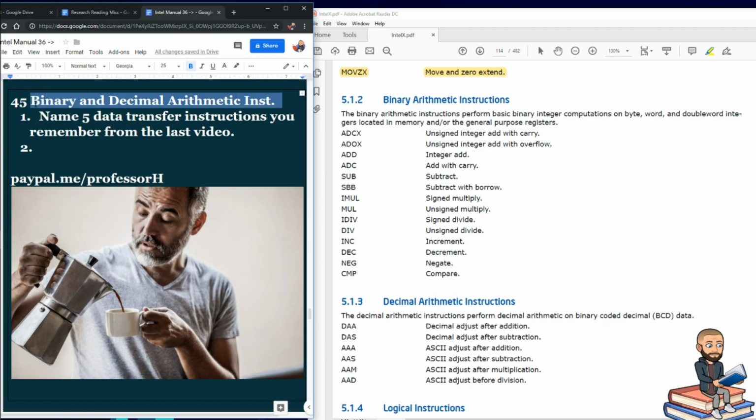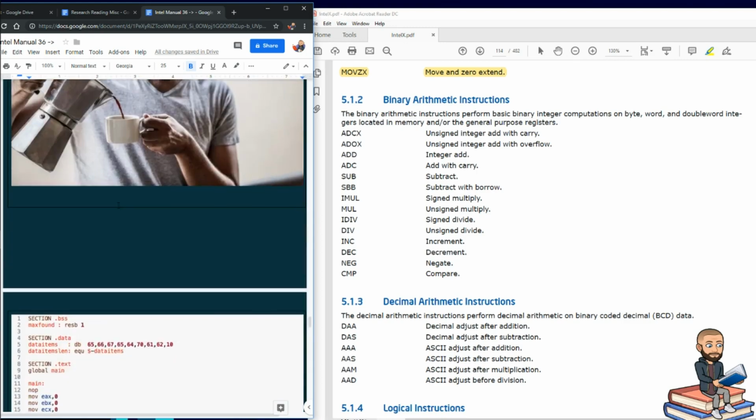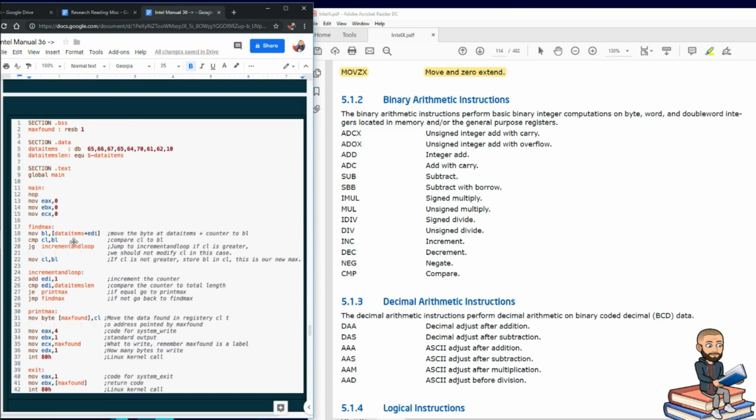Today we'll be focusing on binary and decimal arithmetic, and to get warmed up, let's go ahead and name 5 data transfer instructions you remember from the last video. We ended by looking at an example of some assembly here, so MOV EAX was a good example of a data transfer instruction. And what you're doing is you're holding the EAX register in your hand like a coffee cup and pouring nothing into it. Well, it'll be all zeros all the way across. And if we're talking about EAX, we're talking about 32 zeros.